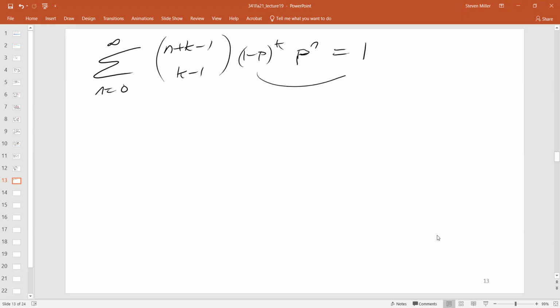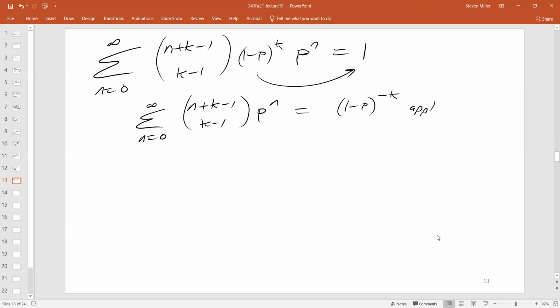So what we do now is we move the 1 minus p to the other side. So we have a sum from 0 to infinity, n plus k minus 1, choose k minus 1, p to the n is equal to 1 minus p to the negative k. And now let's apply p d by dp to both sides. And again, this is the technique we always do. This is the 4th time today. Anything you do this many times is a technique now, okay? We move part of it over to the other side so we can differentiate.